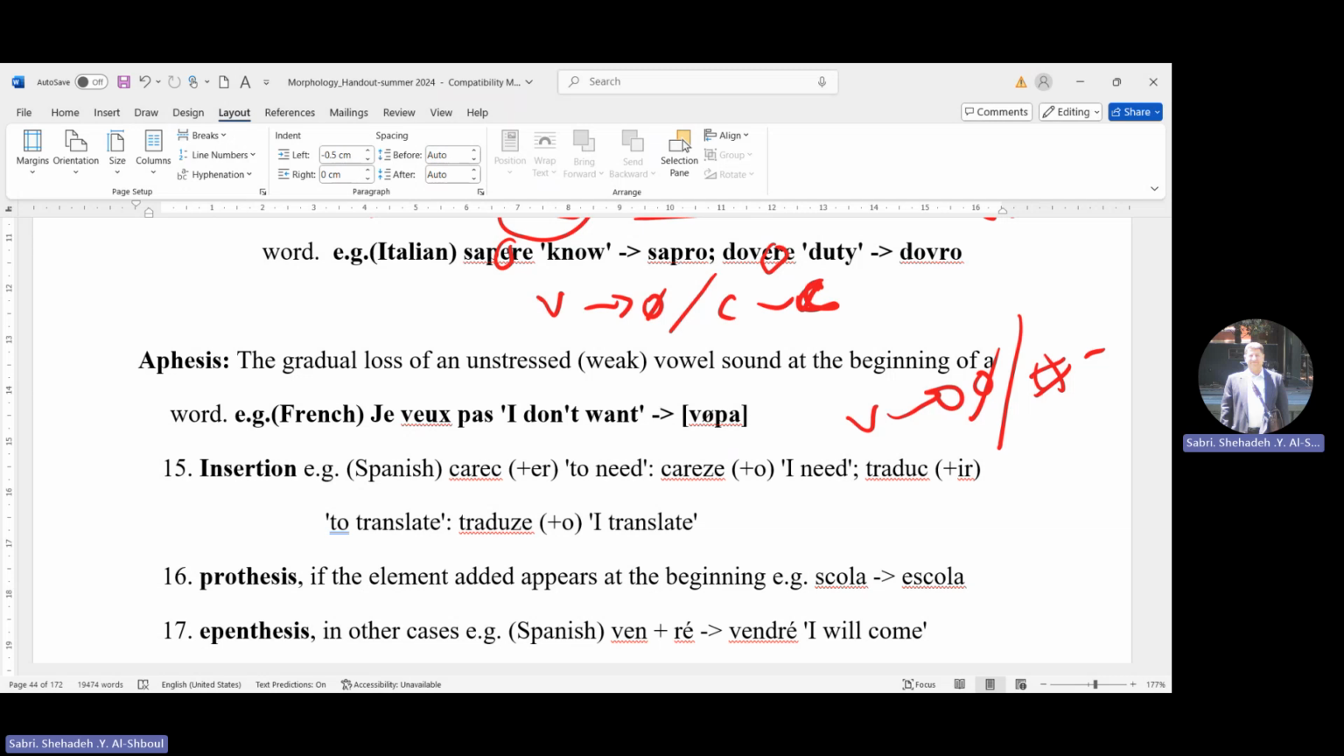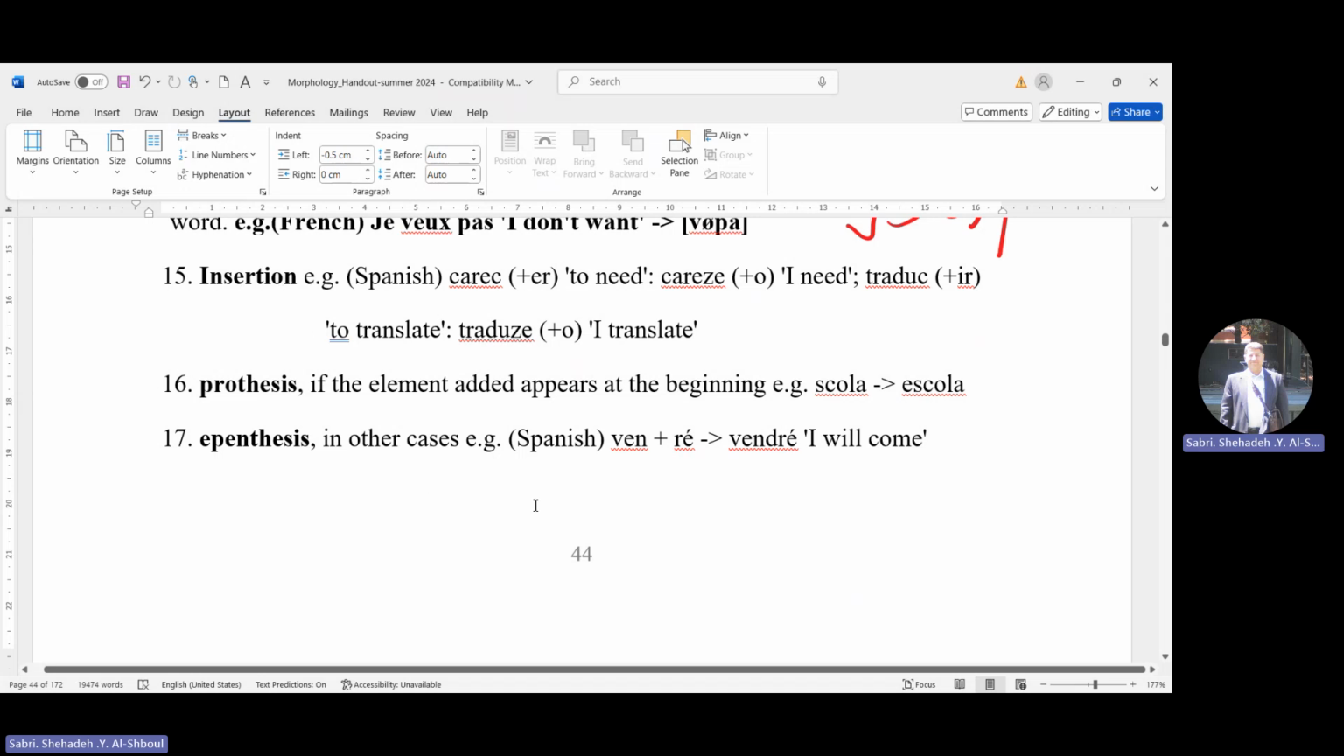On the other hand, dear students, we have the so-called insertion. The so-called insertion, we insert, right, a sound in a variety of positions. So in Spanish, for example, we have carecer, to need, carezco, I need. So we have the insertion of the sound. Traducer, or ser, whatever, right? We have the insertion of the sound. We notice, dear students, that here the sound is deleted, right? So we have an insertion rule of the sound.